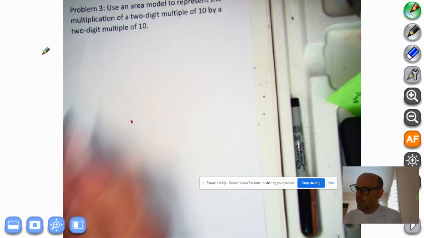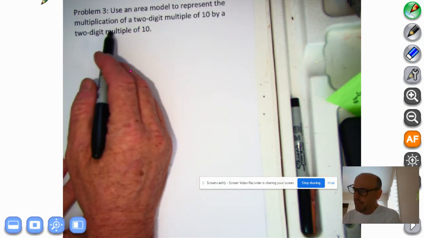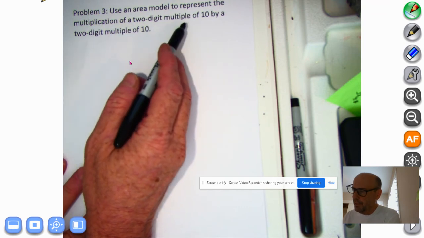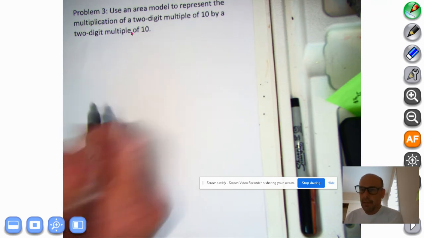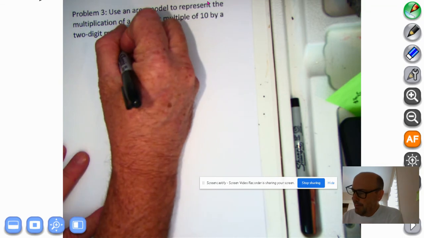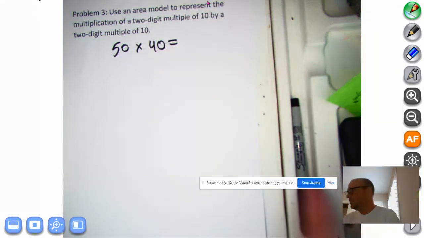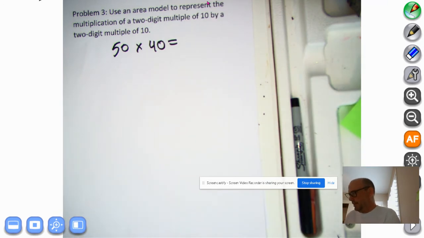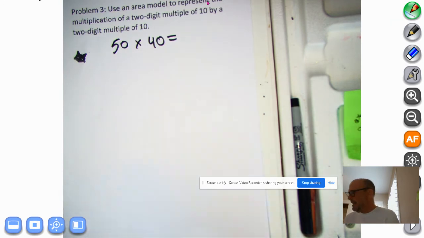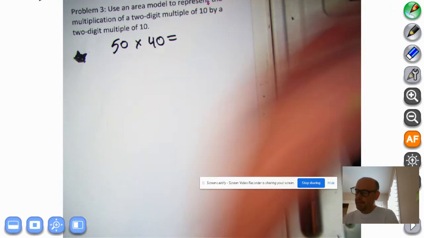We're going to use an area model to represent the multiplication of a two-digit multiple of 10 by a two-digit multiple of 10. In this case, it is 50 times 40. What will that equal? Go ahead and get out your whiteboard and marker or scratch paper and pencil, because you are copycats. All right, so 50 times 40.